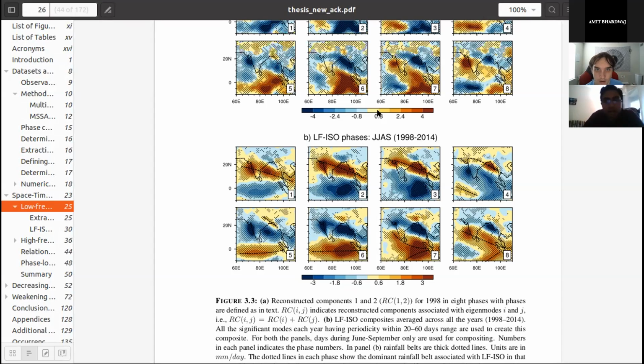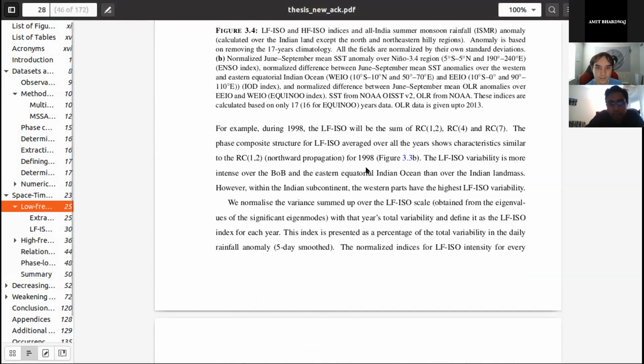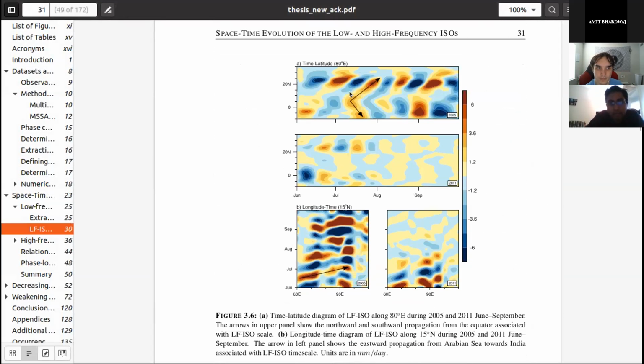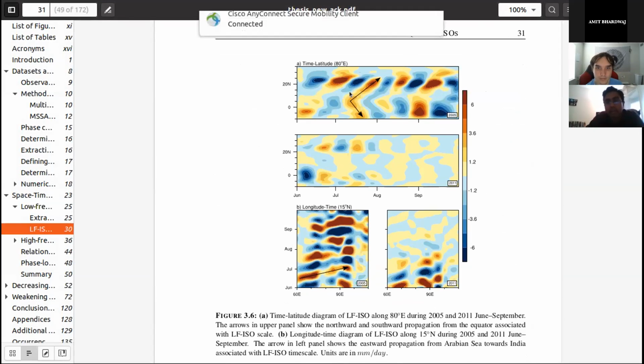One thing you can do is, if I show you these kind of lat-long diagrams, I mean Hovmöller diagrams, correct, you can look into that, and that may give some insight. So this is for June to September.